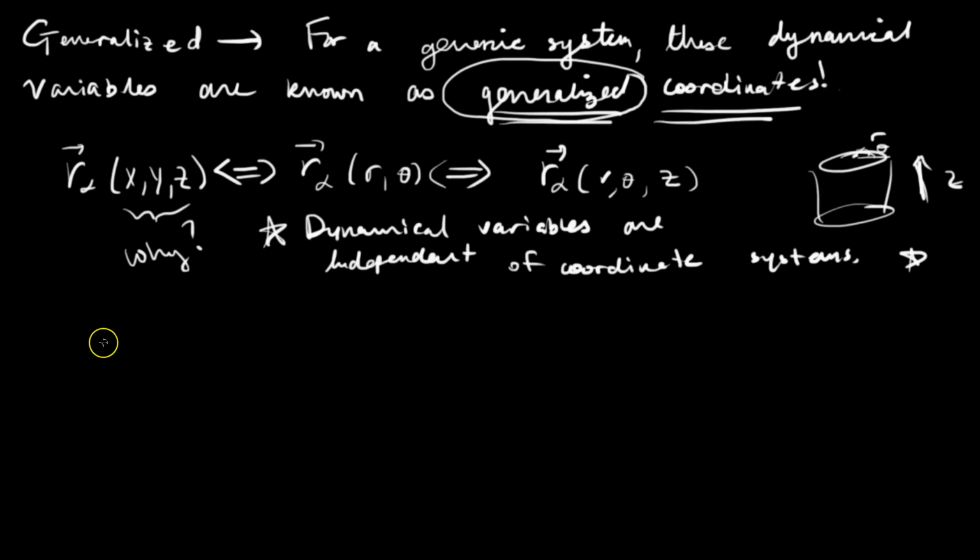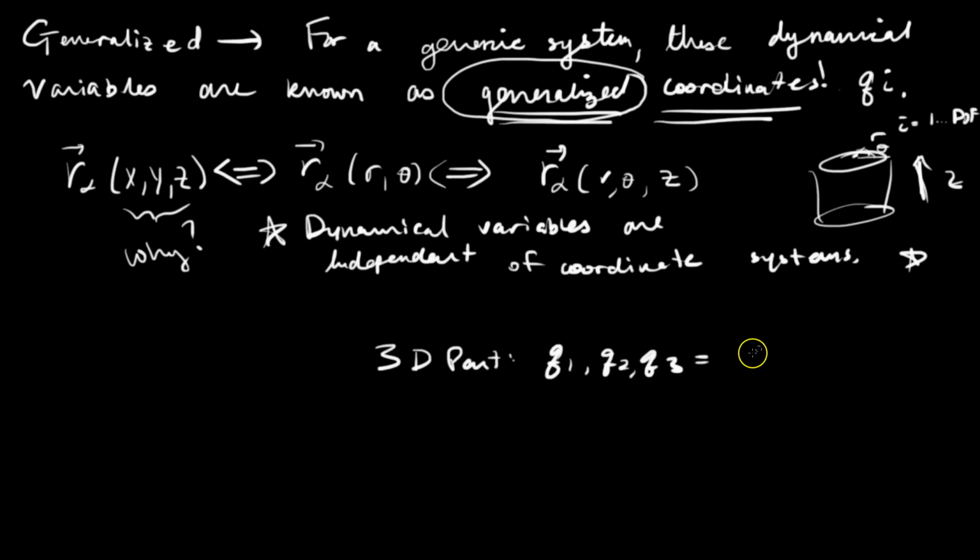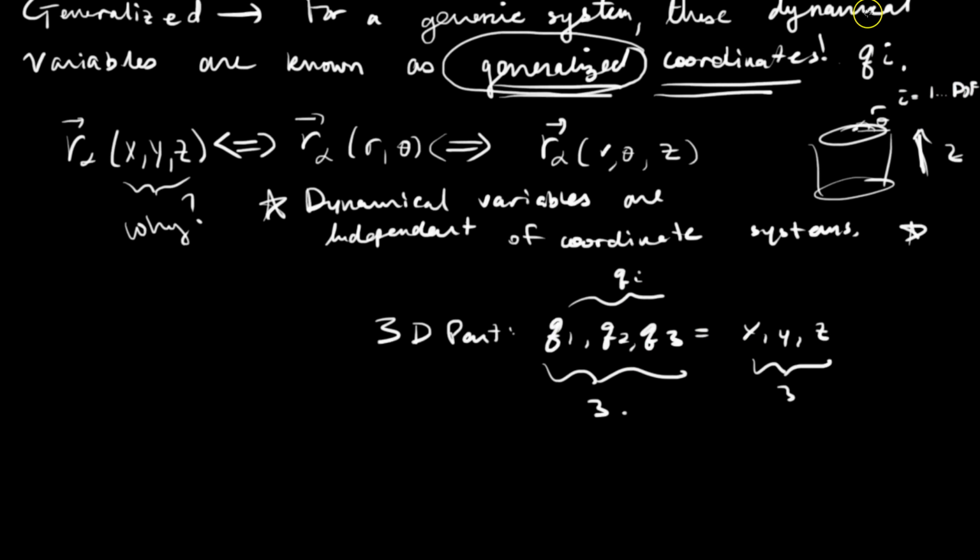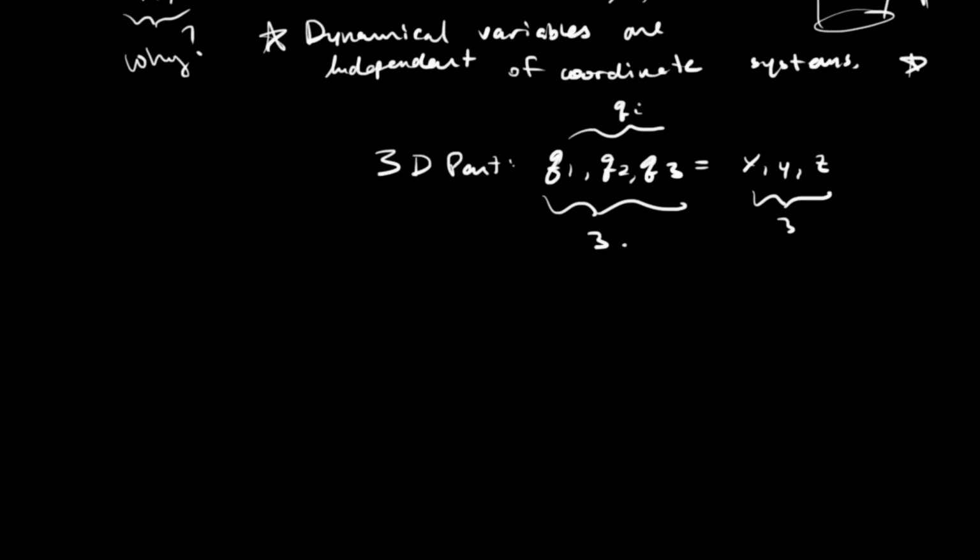And generalized coordinates we denote as qi, where i goes from 1 to the degrees of freedom, right? We have q1, q2, q3 for a 3D particle, which is equal to x, y, z, right? The number of degrees of freedom is 3, and the number of generalized coordinates is 3. So the number of qi's is the degrees of freedom. Okay, very easy to see. Generalized coordinates, very important. So now let's keep going.